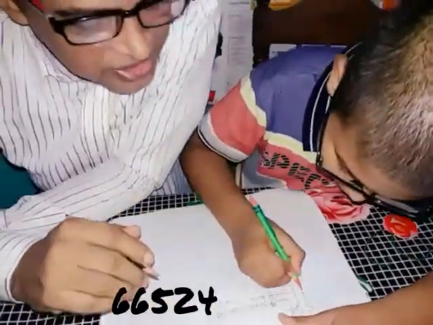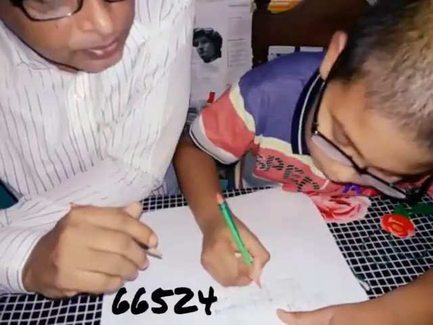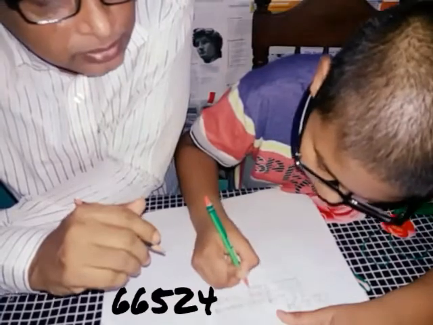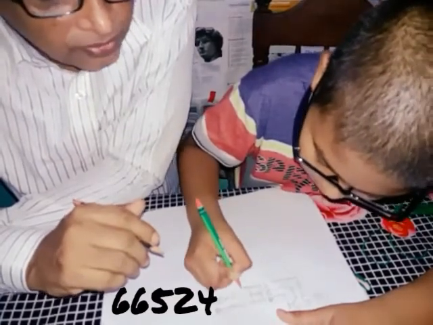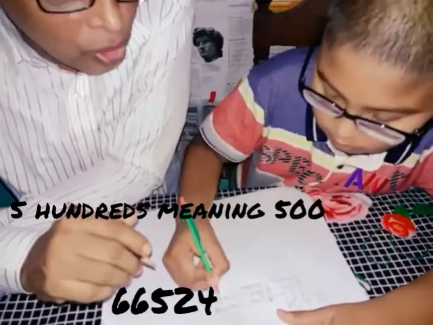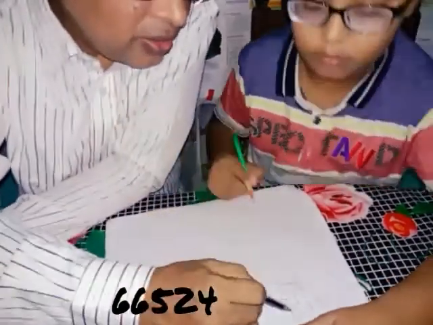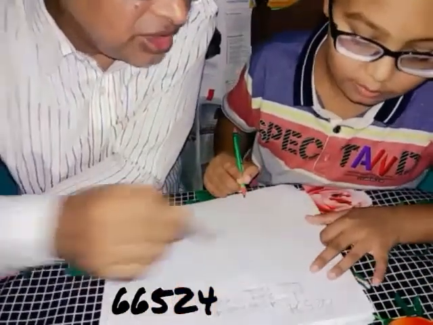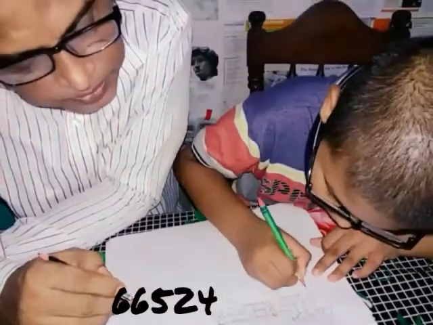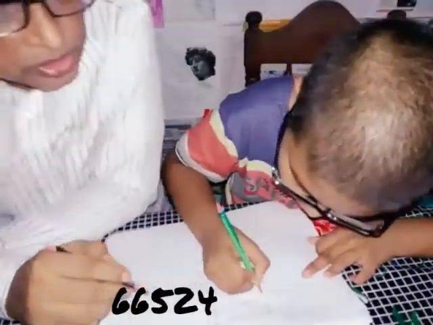Then five hundreds, right? Write down. Five hundreds mean 500. Then six thousands. Six thousands mean 6,000.